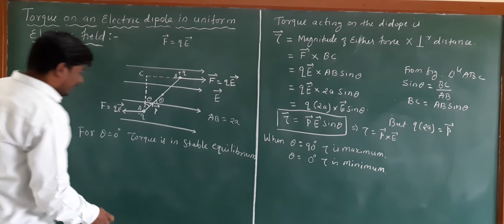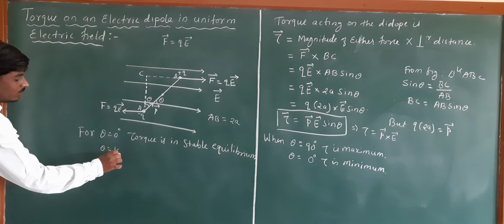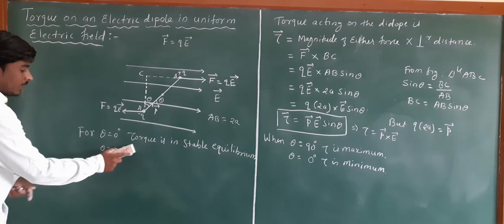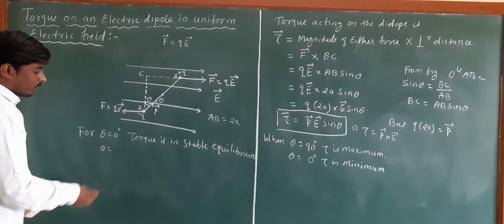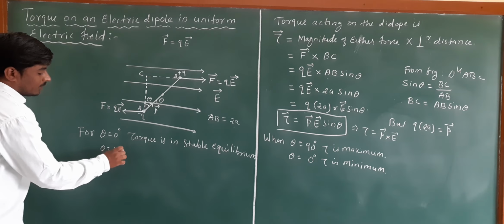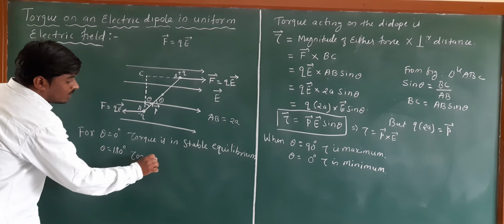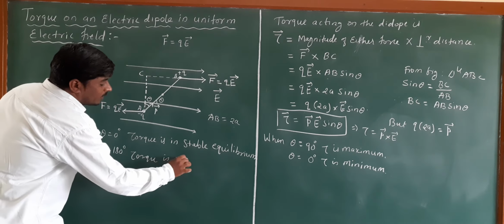And for theta equal to 90 degrees or 180 degrees, it is most unstable. For 0 degrees, the torque is zero and the dipole is in stable equilibrium, and for theta equal to 180 degrees, it is in unstable equilibrium. You can see here.